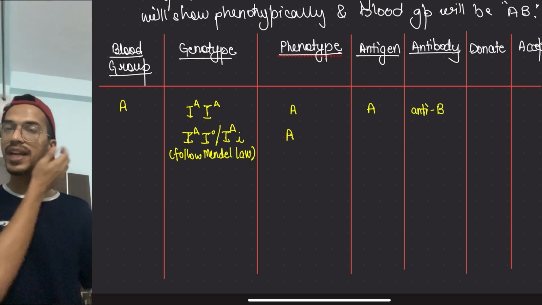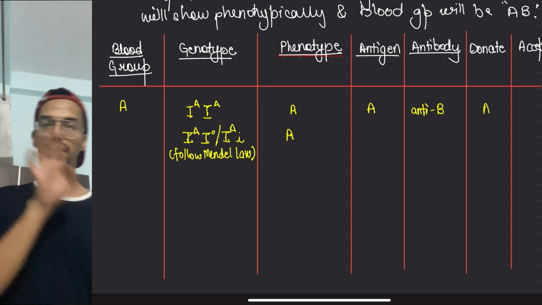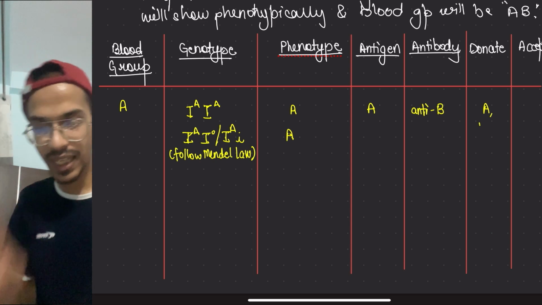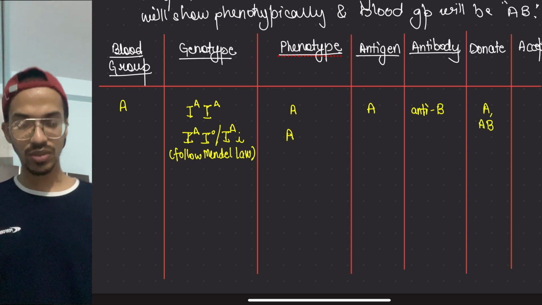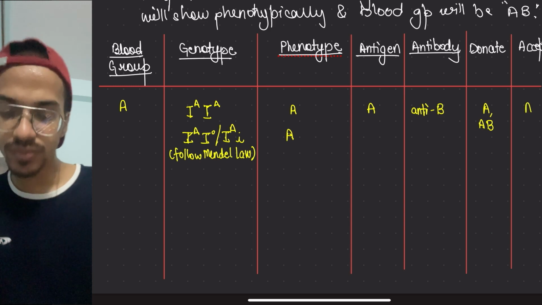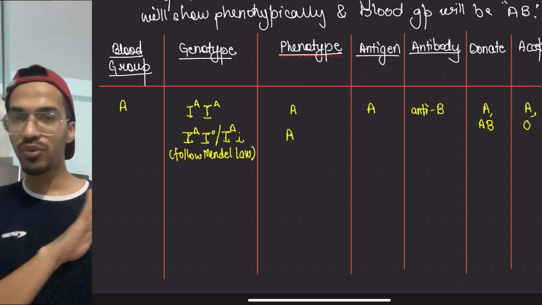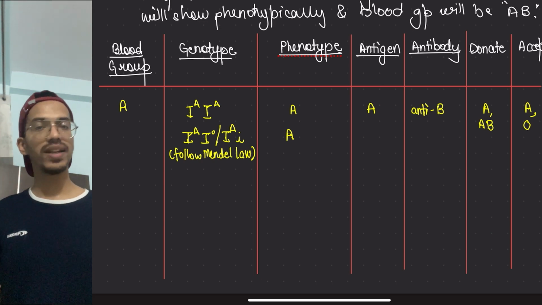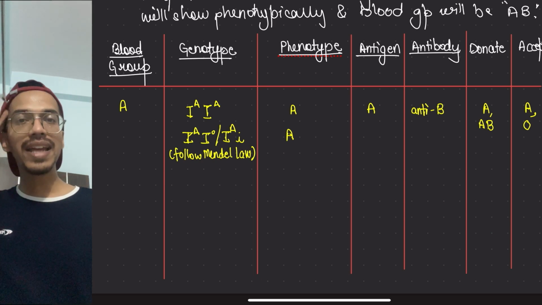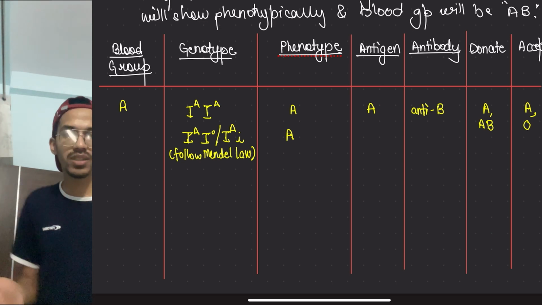Now it can donate blood to what? It can give to A and AB, because AB also has A, so it can accept it. And it can accept blood from A and O, because O does not contain any antigen, so antigen is not there and its antibodies are not present, so O can be accepted.